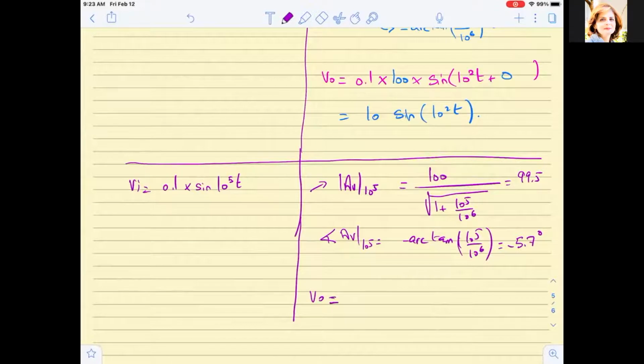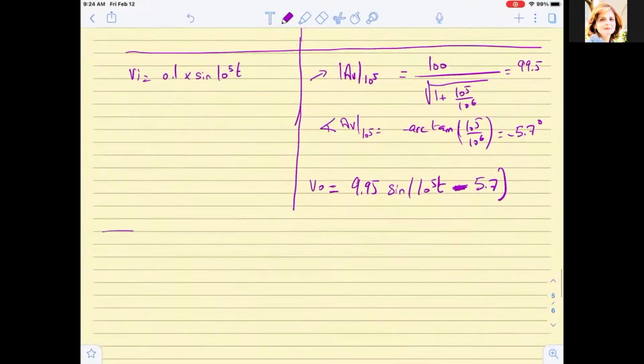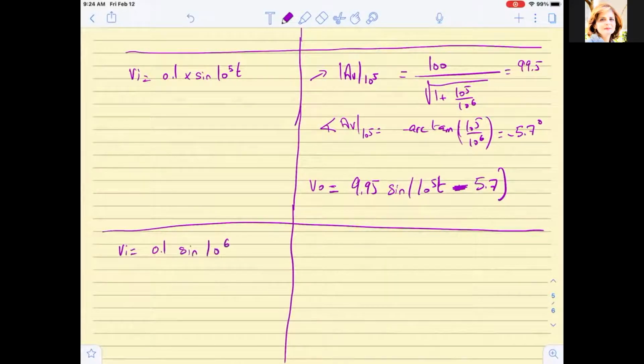It is simple, we're just going to write the output, what it looks like, but then I want to bring to your attention two more frequencies that are important. So the output comes out to be 9.95 times sine of 10 to the 5t plus the phase, which is minus 5.7. Now what if my input is operating at omega 0, Vin is 0.1 times sine 10 to the 6t. Now my frequency omega is really operating at omega 0.